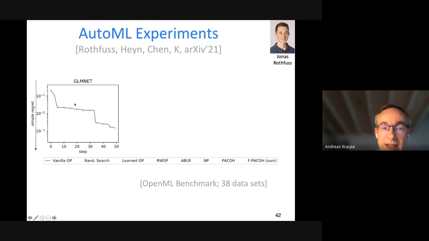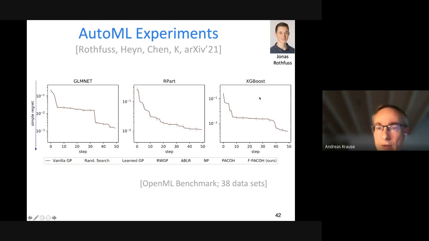So here are some results on this OpenML benchmark. That's a fine-grained evaluation of a bunch of different machine learning models, ranging from generalized linear models to XGBoost and others, that have been evaluated on a lot of different hyperparameter settings on 38 different data sets. And we play back from this benchmark in order to simulate the training performance here. So this is just a vanilla GP, showing how it improves across the different iterations of the algorithm. So this is random search.